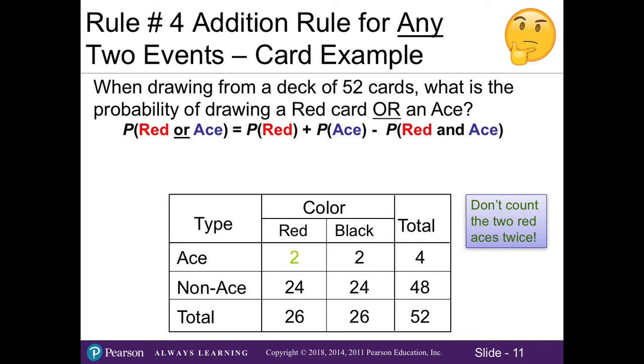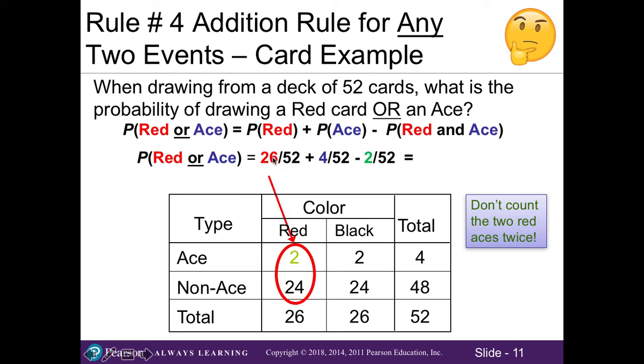The "or" tells us that we're going to use the addition rule because we want to add up the probabilities of getting either a red or an ace. So first, we'll have to look at each probability occurring. We know that there are 26 red cards in a deck of cards, so there's a 26 out of 52 chance that we get a red card. In that same deck, we know that there are 4 aces. So we have a 4 out of 52 chance of drawing aces.